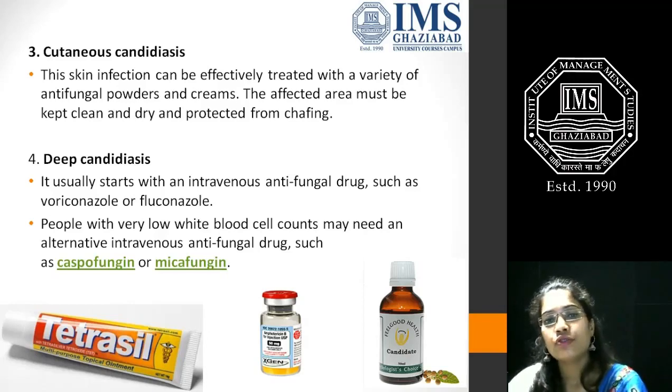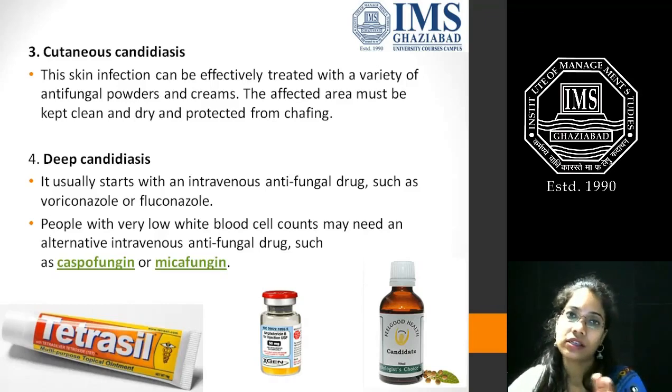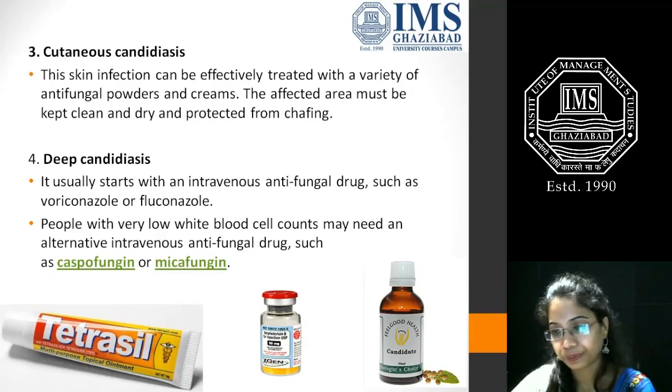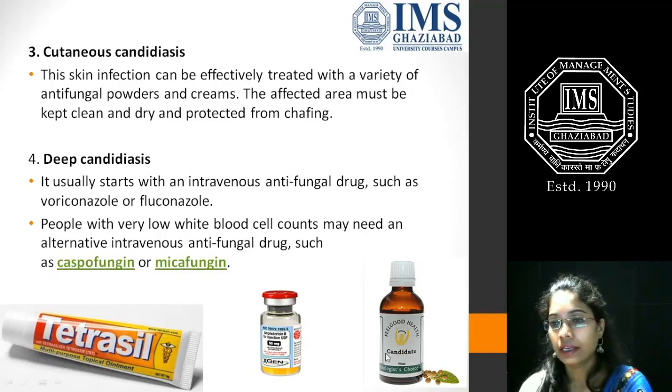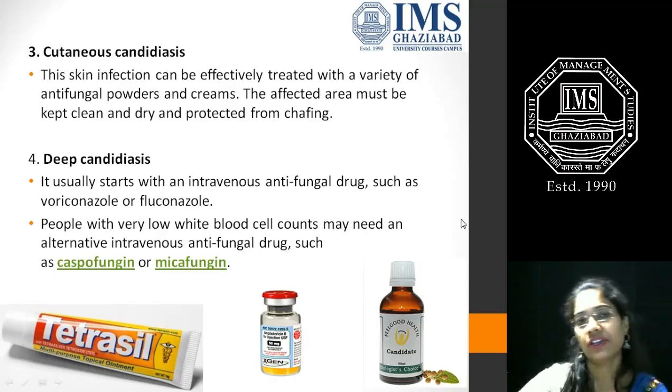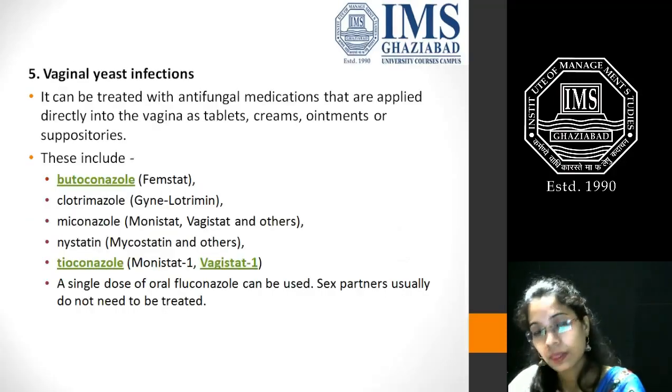Deep candidiasis usually starts with an intravenous antifungal drug, because this candidiasis is in the bloodstream, such as voriconazole or fluconazole. People with very low white blood cell counts may need an alternative intravenous antifungal drug such as caspofungin and micafungin. These are samples, like oral syrup candida. This is an amphotericin antibiotic. This is a topical ointment for multipurpose use, for cutaneous candidiasis we can use.